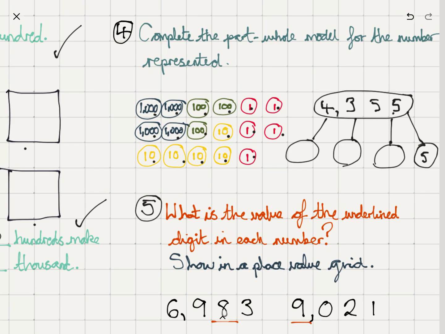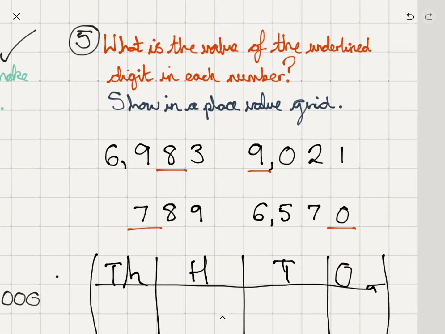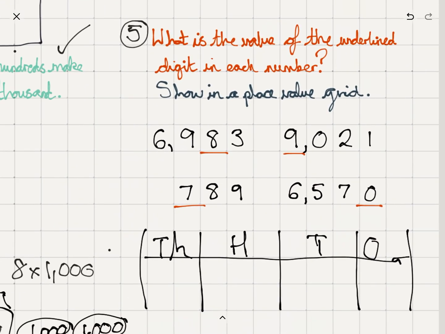So over here we'd have a 5, that's that number. This number here is not just 5, it's 50 because it's in the tens column. This number here is not just 3, it's 300 because it's in the hundreds column. And this number here is not 4, it's 4,000 because it's a 4 in the thousands column. Okay, right, hope you got that. And we're on to our final question.